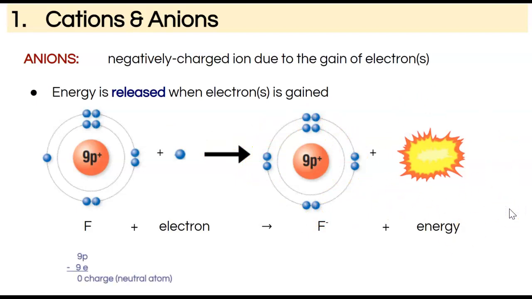Now, looking at the charges again, we know initially it was neutral because its number of positive and negative charges were the same. But now, since it's gained an extra negative charge, instead of having 9 electrons, it has 10 electrons, giving it an overall negative 1 charge, making it now an ion.